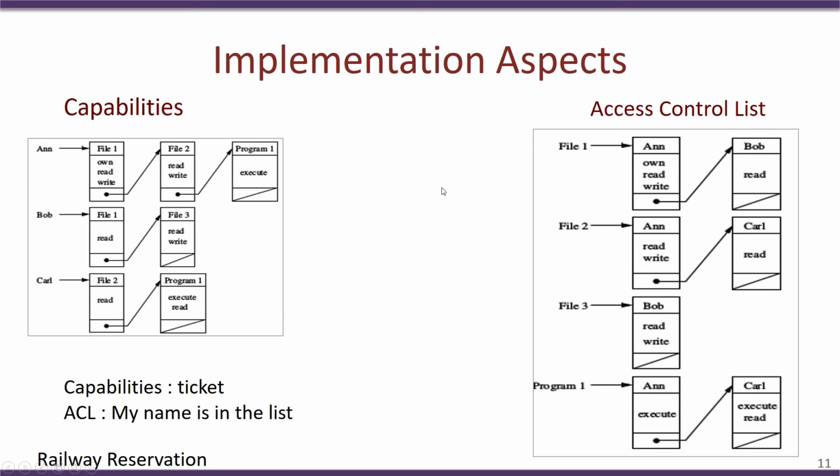On the other hand, the access control list is exactly the opposite. Here we maintain a linked list for each object. So for example, file 1 can be read and written to by Anne, and Anne is also the owner of this file 1, and Bob can only read the file. He does not have any other permission for this particular file.